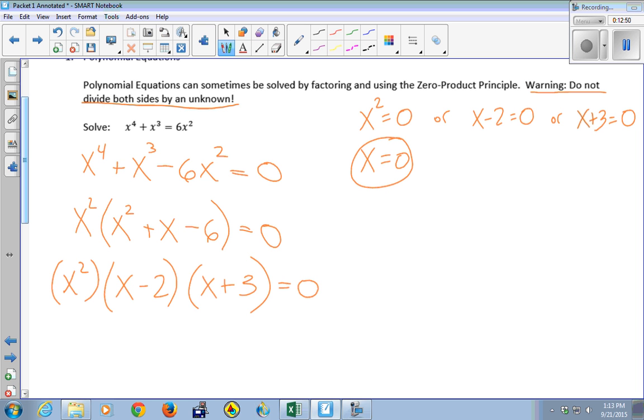Oh, good thing we didn't divide by x, right? That would have been a disaster. Or here I add 2 to both sides and I get x equals 2. And here I subtract 3 from both sides and I get x equals negative 3. So I have 3 solutions.